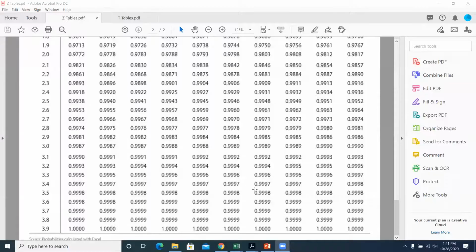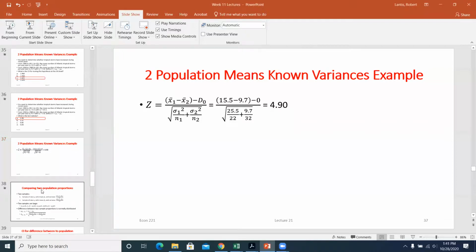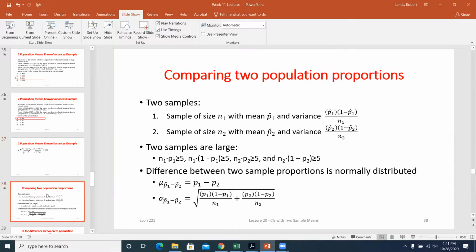All right. Let's see. Where did we leave off here? Any questions on that before I keep moving? Okay, so next class, we'll start doing proportion examples. Same type of idea. Things change a little bit more with this one, but all of our steps are really the same. We're just going to have slightly different equations for our confidence intervals and for our test statistics.